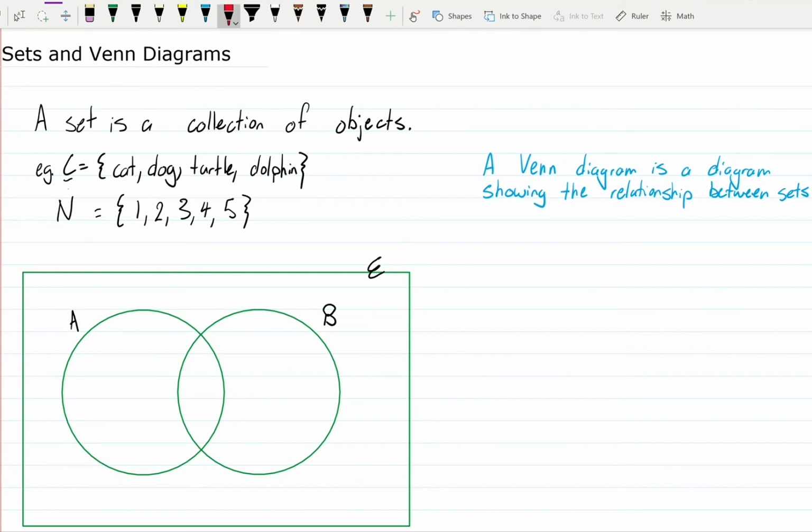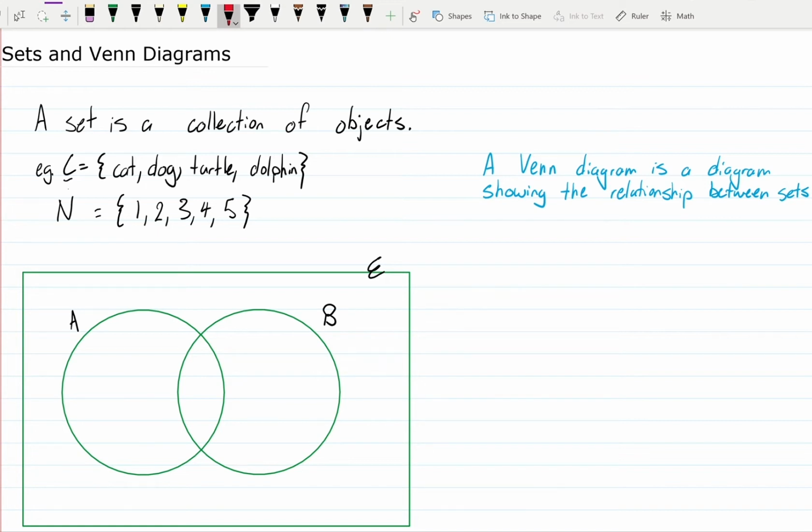In this video, we'll be covering the basics of sets and Venn diagrams. So, what is a set? A set is simply a collection of objects. In the examples I have here, I have the sets C and N. C is just a set that is a collection of different types of animals. So we have cat, dog, turtle, dolphin. Those are the objects within set C.